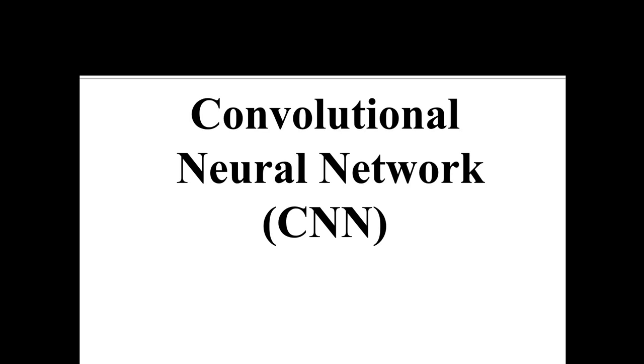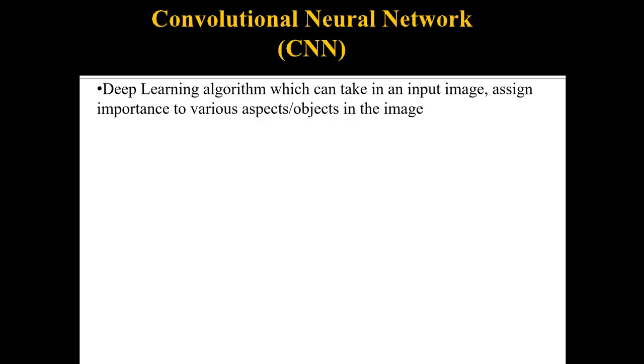Hello everyone. Today we will see what is a convolutional neural network. A convolutional neural network is a deep learning algorithm which can take an input image and assign importance, that is the learnable weights and biases, to various aspects or objects in the image in order to differentiate them from one another.